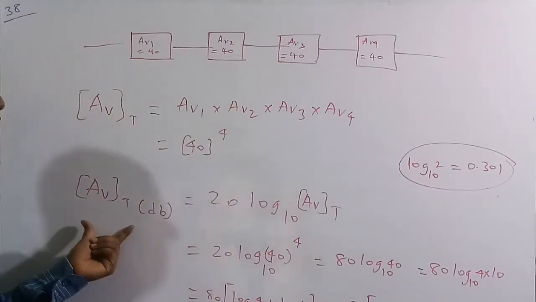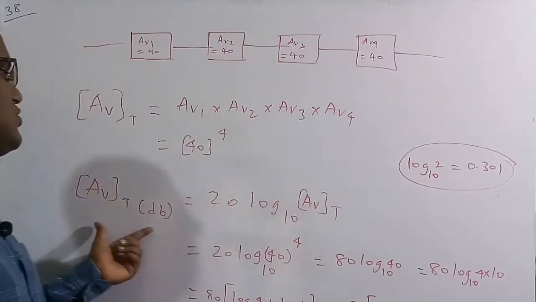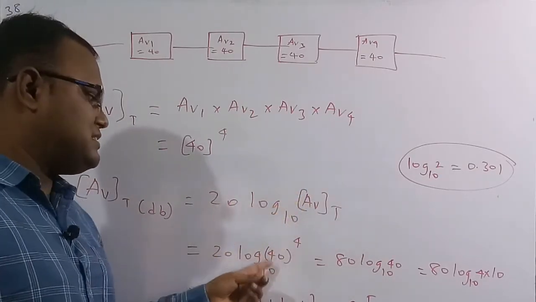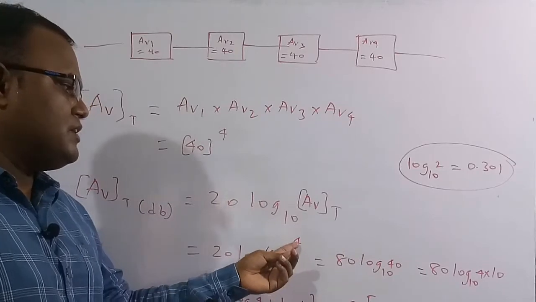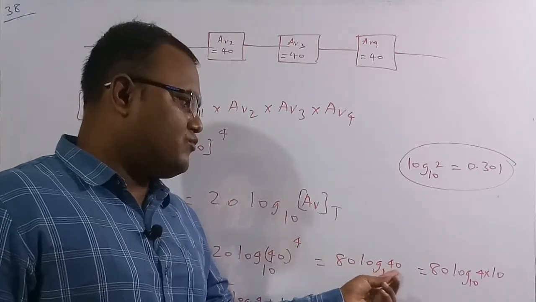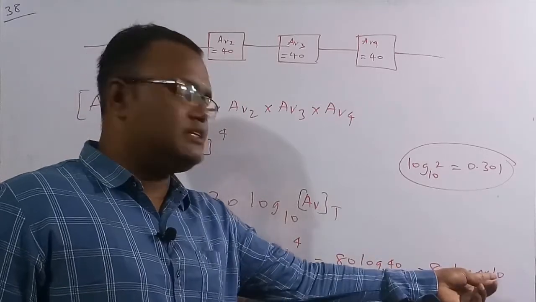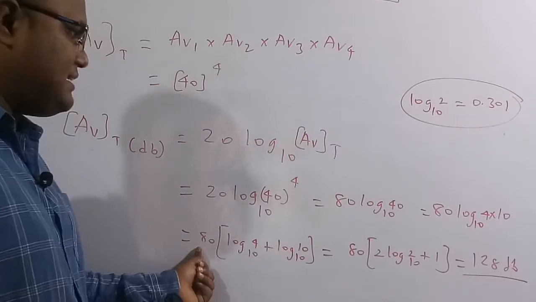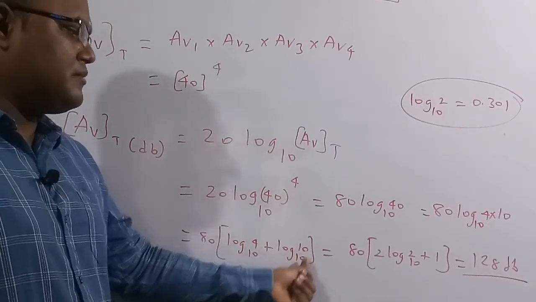We have to convert this into dB. For dB, you take 20 log base 10 of the numerical value. So 20 log base 10 of 40 to the power of 4. The 4 comes down, so it becomes 80 log 40 base 10. I am going to convert 40 into 4 into 10. Using log of m into n equals log m plus log n, we get 80 times log 4 base 10 plus log 10 base 10.